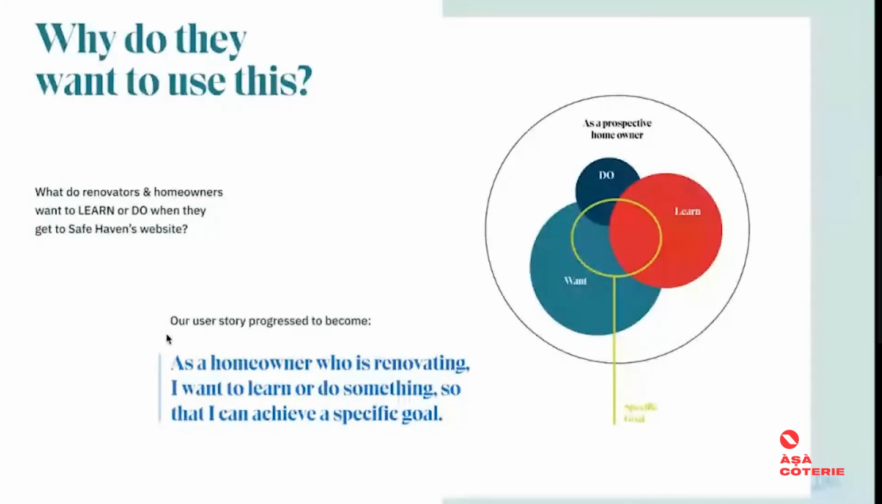I wanted it to be a step-by-step process so that you see that it's not actually magic and is something that is very possible, that can be achieved with just a little rational thinking. Right, so as a homeowner who is renovating, I want to learn or do something so that I can achieve a specific goal. This is the template for the user story, and we're filling it up gradually as we go.